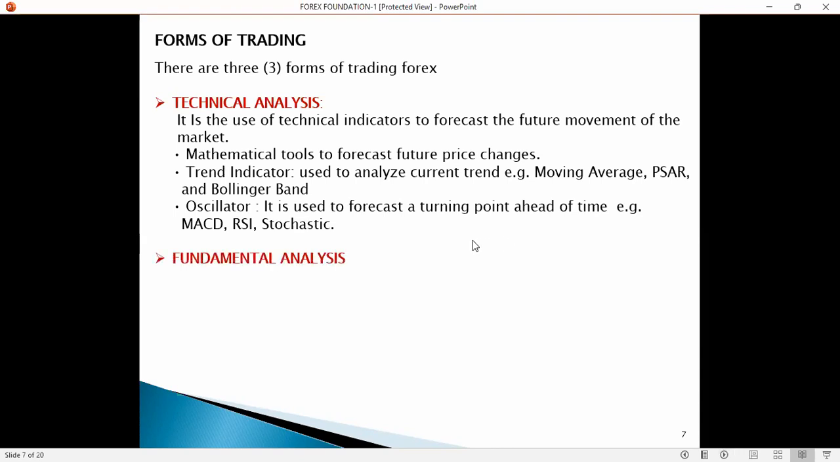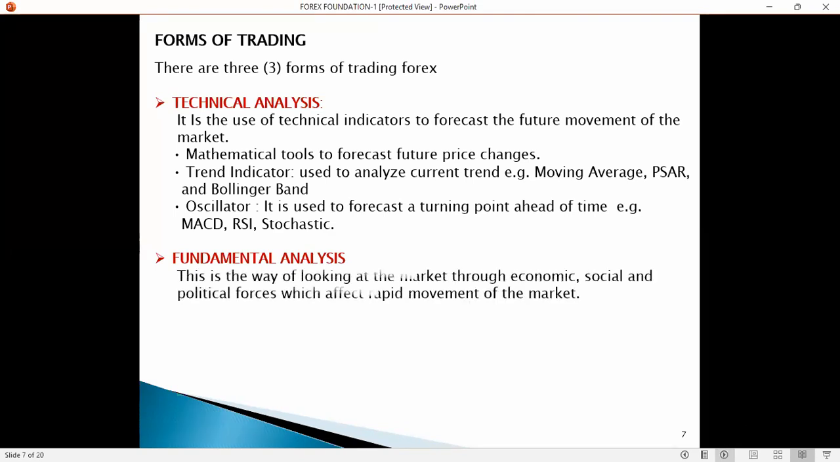Now the next one right here is fundamental analysis. What is fundamental analysis? Fundamental analysis is the study of the market news, noting what is happening, what the governments are doing, what the big players are more likely going to do. All right. So this is the way of looking at the market through economic, social, and political forces which affect rapid movement of the market.